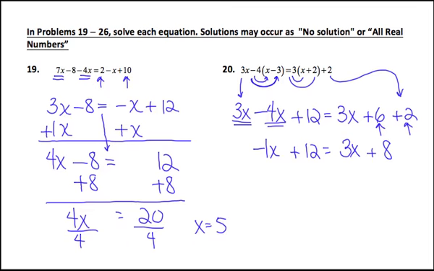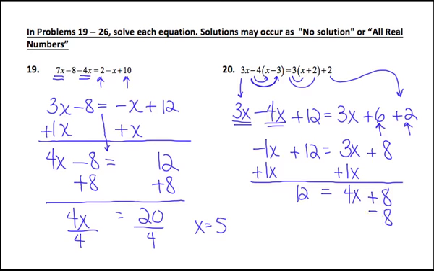Now I'm ready to isolate that variable x. I like positive numbers in front of my x variable, so I would prefer to add 1x to both sides versus subtracting 3x from both sides right now. So that'll give me a 4x right here. And then I'll turn to subtracting 8 from both sides. So now I'm going to subtract 8 from both sides.